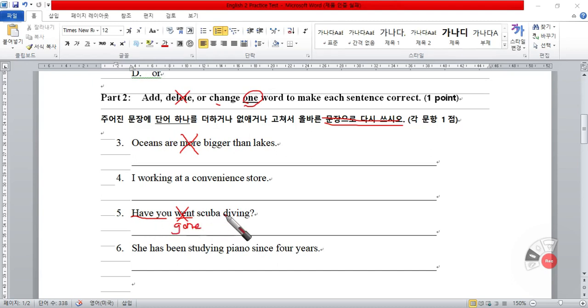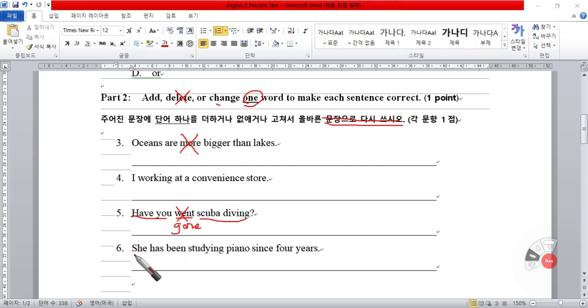Have you gone scuba diving? Right, so the activity, the verb is scuba dive, a particular type of diving, okay? And the verb is go. Okay, so you go scuba diving. Okay, you have to go somewhere, go to the ocean and scuba dive. Good.